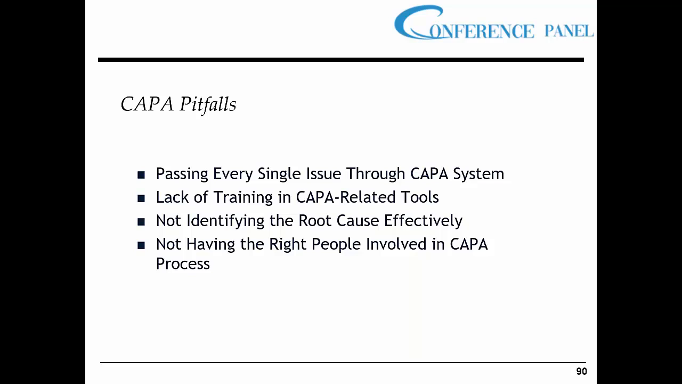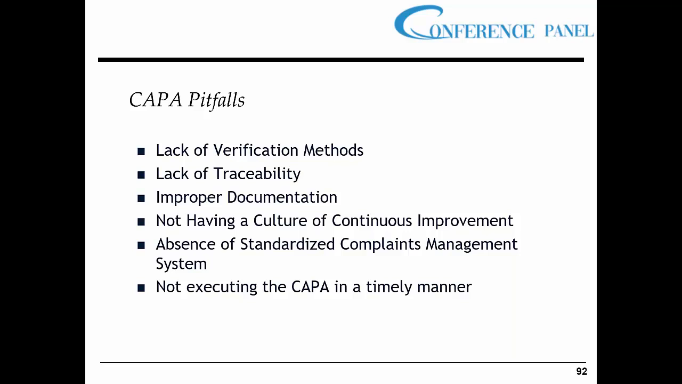What else do we have? We have lack of verification methods. Lack of traceability. You have improper documentation. Not having a culture of continuous improvement. Not executing the CAPA in a timely manner.